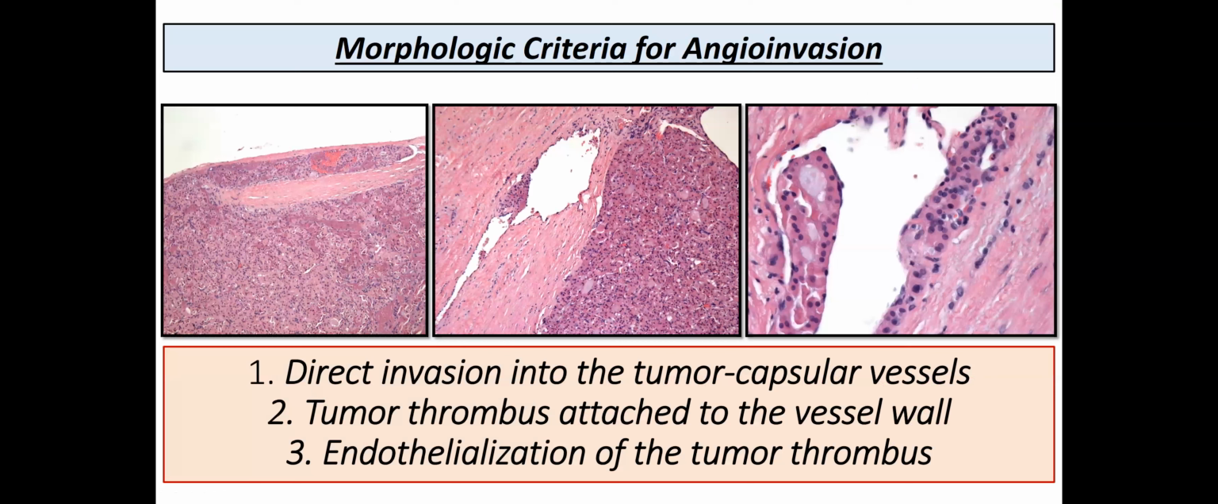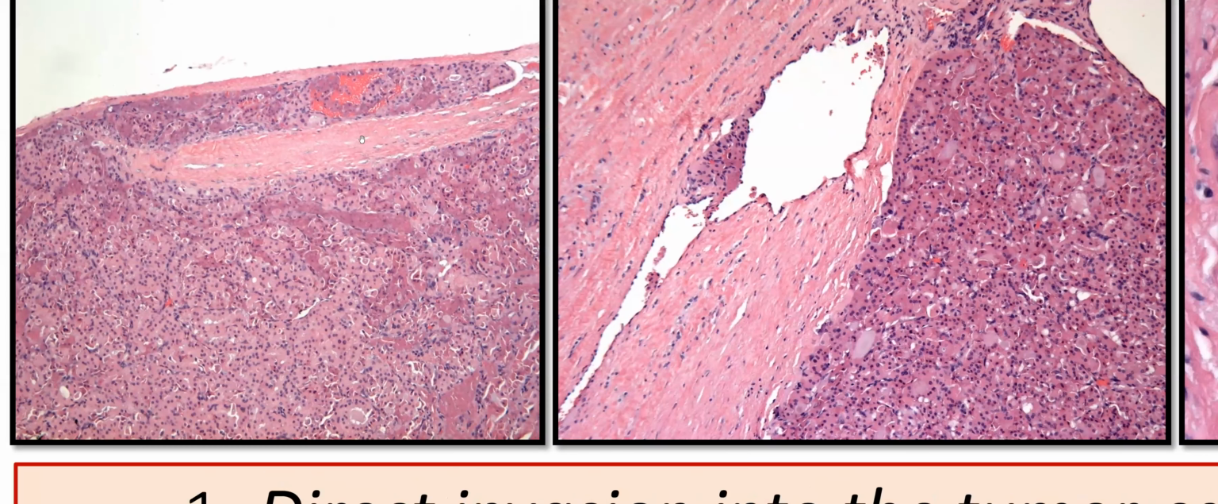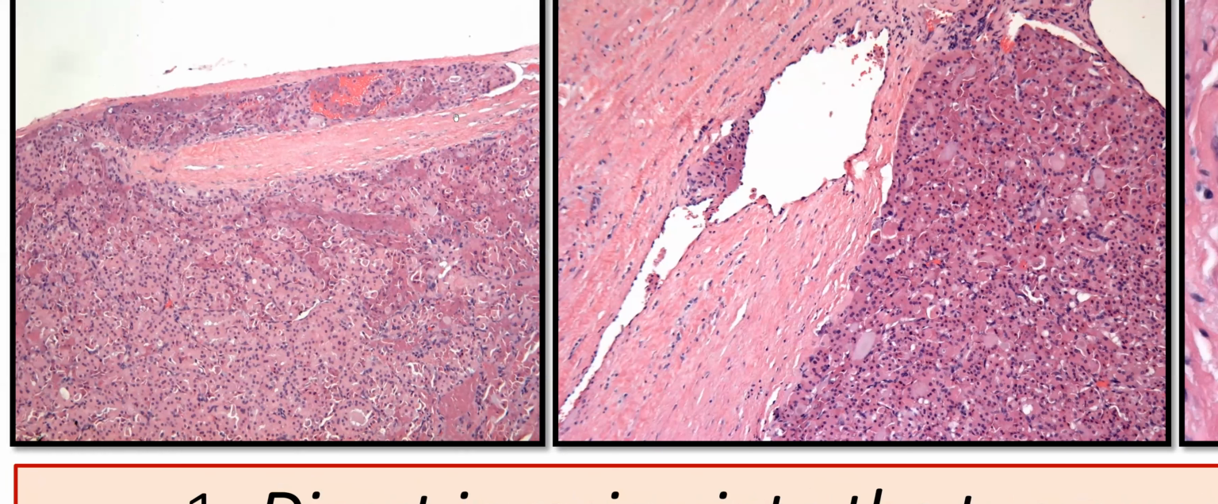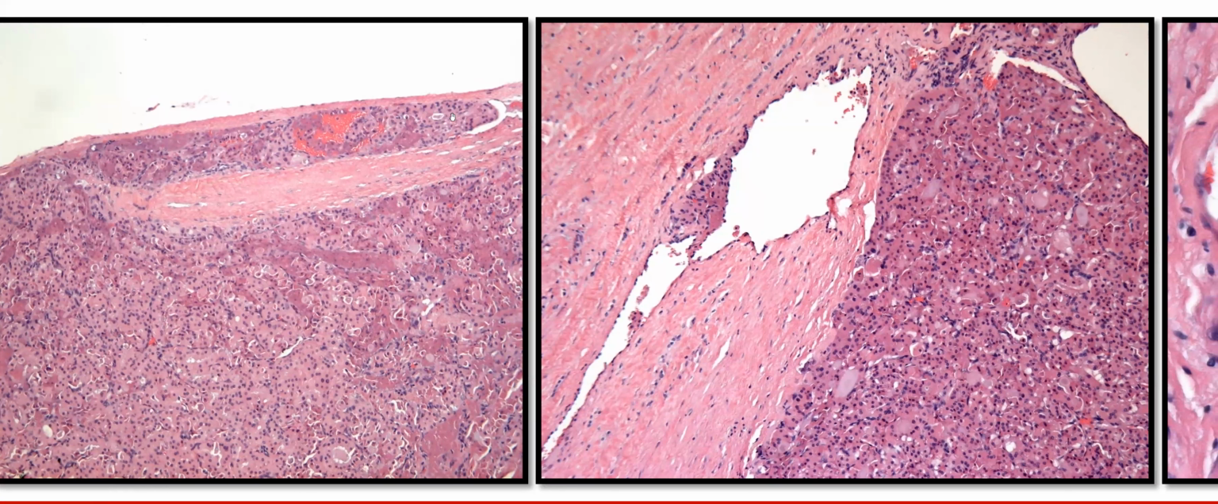Now, when you're talking about angioinvasion, we're not talking about lymphatic invasion. We're talking about invasion of the tumor in the vessels within the capsule of the tumor. Now, this can be direct invasion. You can see this is the tumor capsule. Here is the tumor. It forms like this hook-like fashion, and it invades in the vessel.